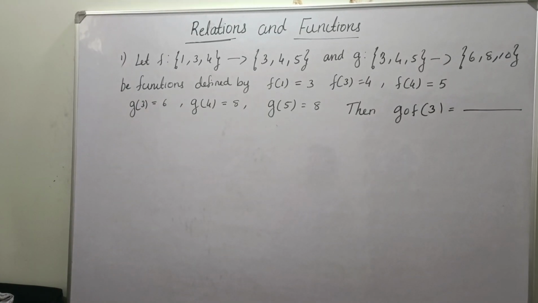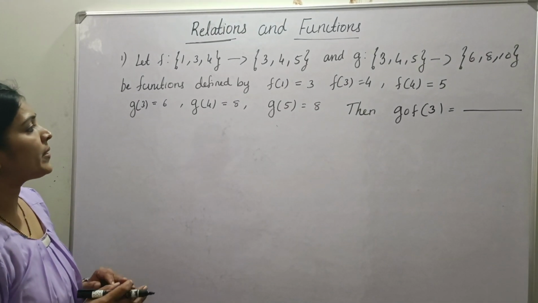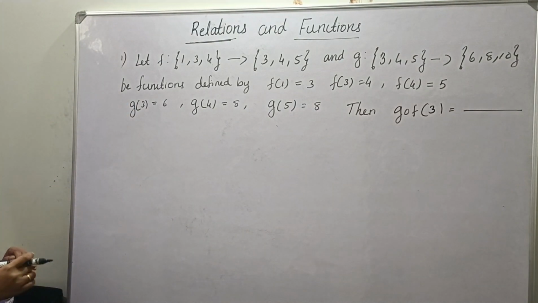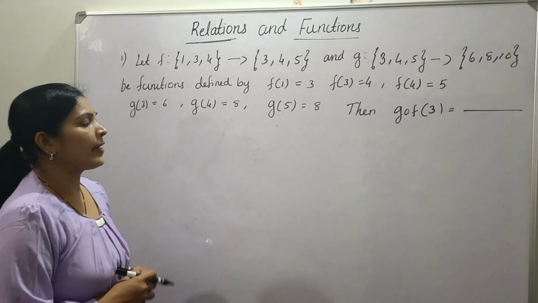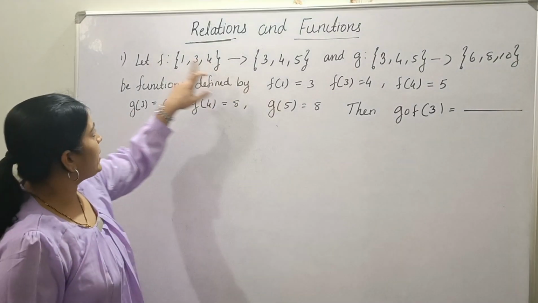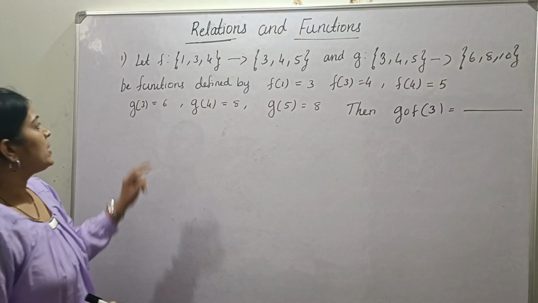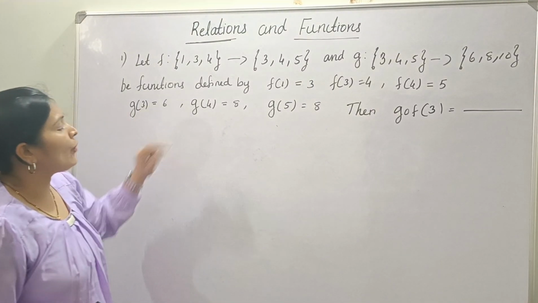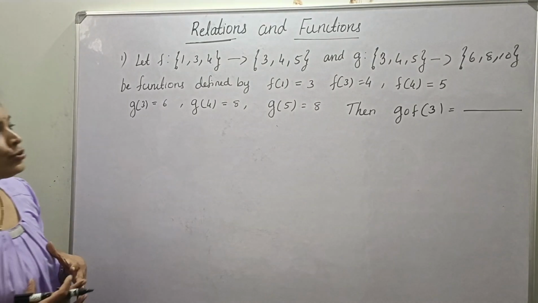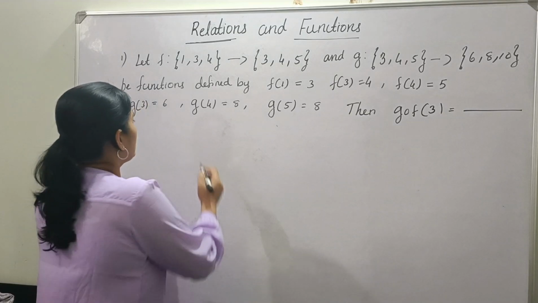So let us go through an example. Let f from set {1, 3, 4} to set {3, 4, 5} and g from set {3, 4, 5} to {6, 8, 10} be functions defined by f of 1 is equal to 3, f of 3 is equal to 4, f of 4 is equal to 5. That is, image of 1 is 3, image of 3 is 4, image of 4 is 5, and g of 3 is equal to 6, g of 4 is equal to 8, g of 5 is equal to 8. Now we have to find the value of g composite f of 3.